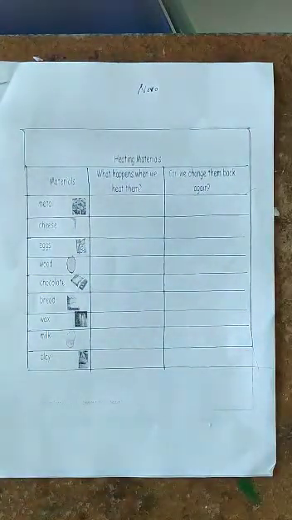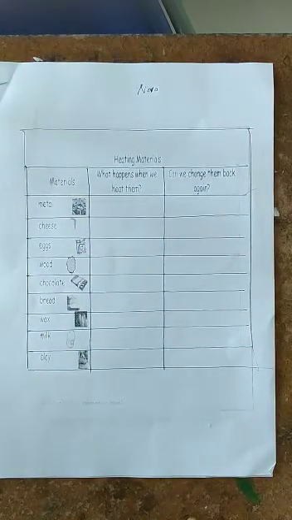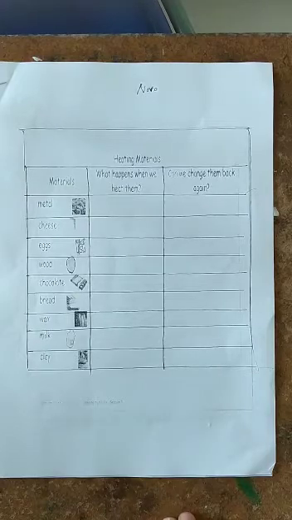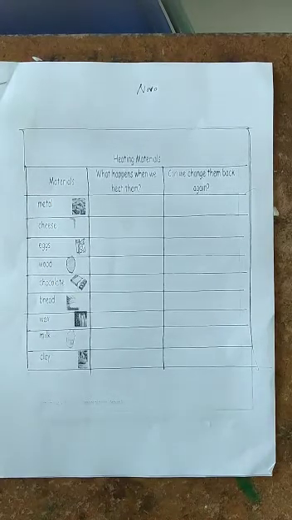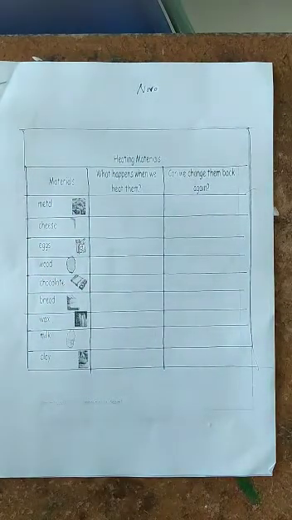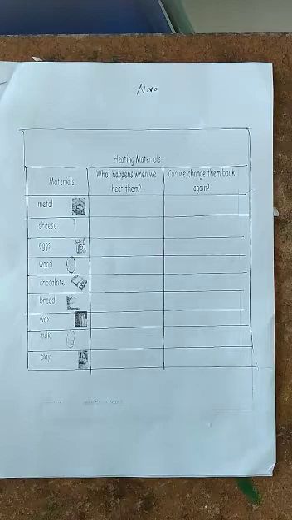So there's a worksheet that you're going to complete. I'll explain the worksheet. It says heating materials. Now what happens when you heat them? If you look at a metal, what happens to a metal when you heat it? If you heat a metal at very high temperatures, it will start melting.